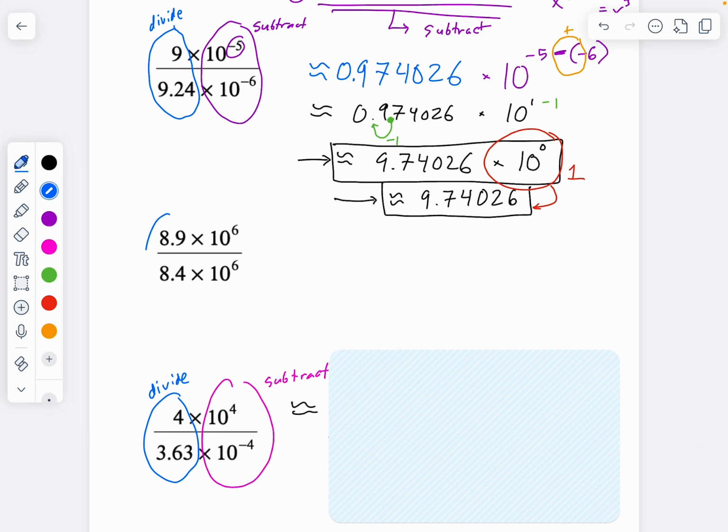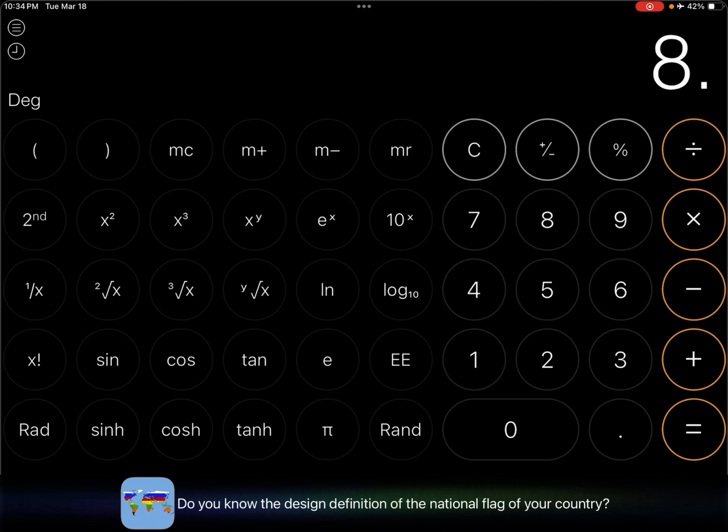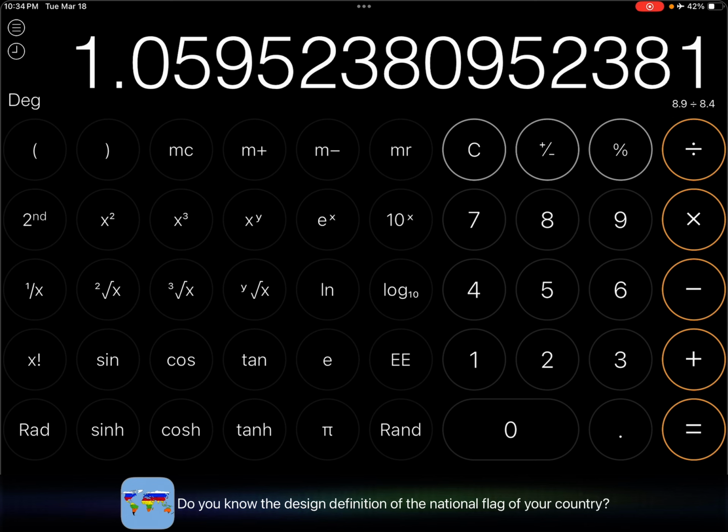Now, question number 2. Step 1, divide both numbers. If I divide 8.9 divided by 8.4, what does that give me? Oh, again, it's another phone number. It's an extremely long phone number. It's long distance. 1.059523.8. How many do you want to memorize? I'm going to round this number right here to a 4. 1.059524.